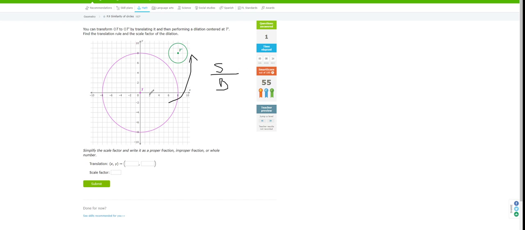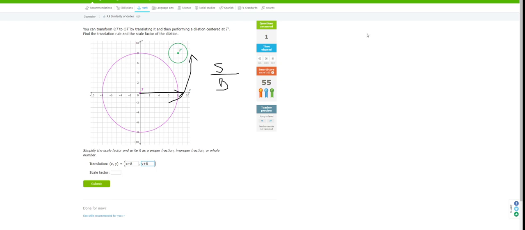So let's do, first of all, the translation. So we're going from 0 to 8. So that means we're going 8 spaces to the right. So that's going to be x plus 8 on the x. And then we have to go from 0 to 8. So that's going 8 spaces up. So that's going to be y plus 8.